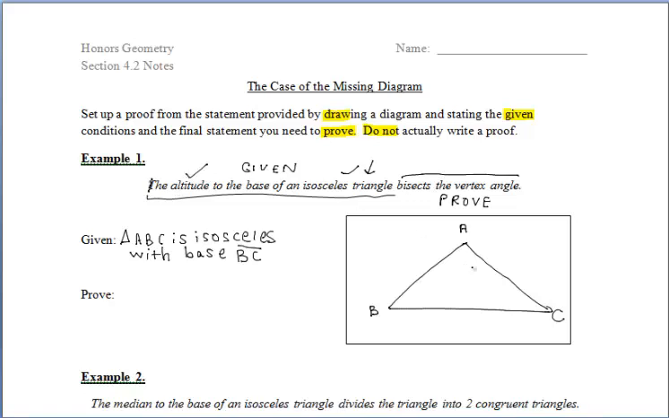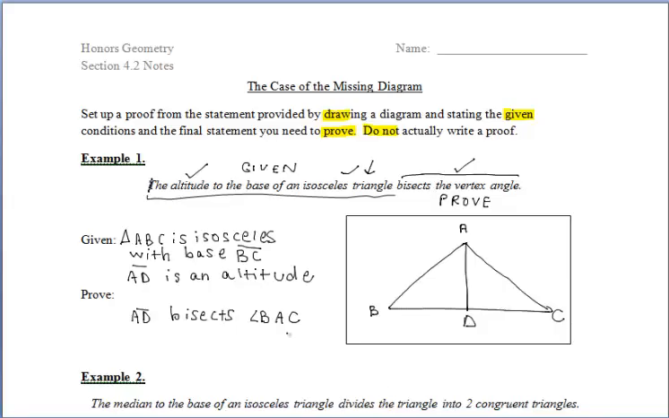Next, we have to draw in our altitude to the base. So I'll draw in AD here as our altitude. And you do not have to put in any tick marks on the diagram. Okay, so we're saying that AD is an altitude, and we want to prove that that altitude bisects the vertex angle. Well, the vertex angle is angle BAC at the top. So we want to prove that the altitude AD bisects angle BAC, which is our vertex angle. And then we are done.